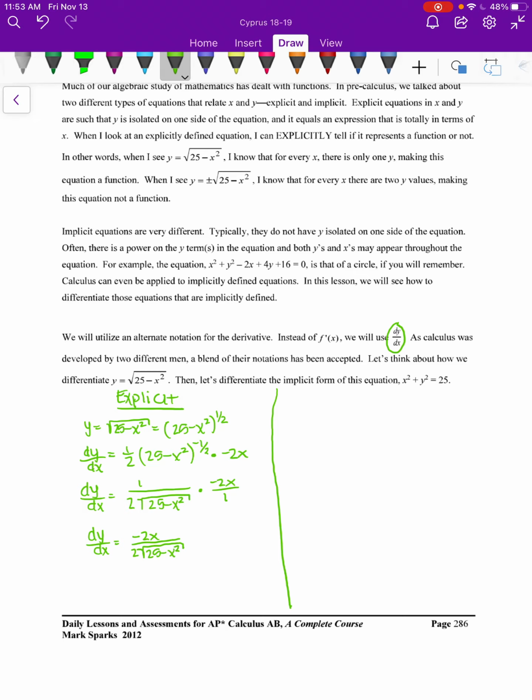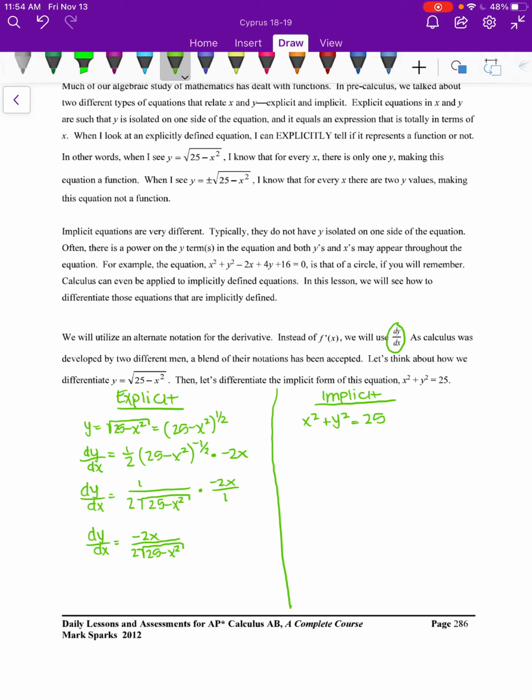Okay. Now let's differentiate the implicit form of this equation. These equations are equal to one another. They mean the same thing. It's just that now y is not isolated by itself. So this is the implicit form of the same equation, and we have x squared plus y squared equals 25.